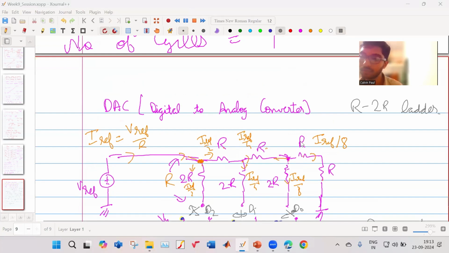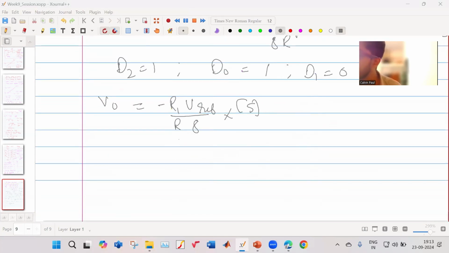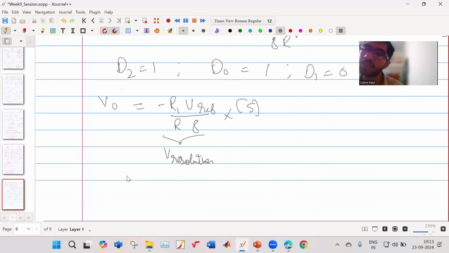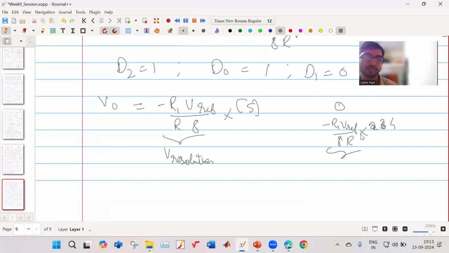Yeah. Thank you. So this is my resolution. So I can change my output only in steps of this. My output can only be 0 or minus R1 Vref by 8R, or into 2 or into 3 or into 4. But this is a common factor. So this is my resolution of my DAC. Okay.